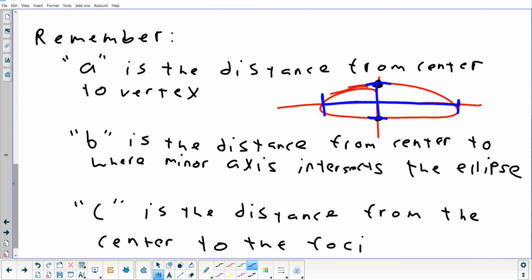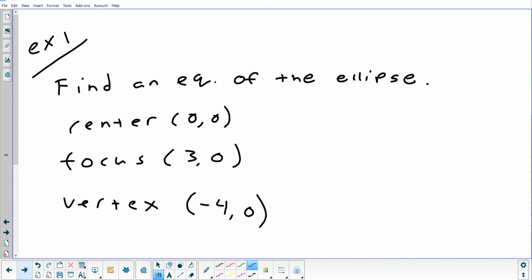All right, so any questions on what A, B, and C are? I'm just going to write them down so I have them. A is the center to vertex, C is center to focus, and B is the distance to the minor axis. All right, that's all you really need to know.